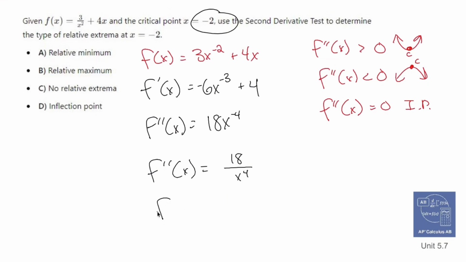Plugging in negative 2 is going to be 18 over negative 2 to the fourth, which is 18 over negative 2 times negative 2 times negative 2 times negative 2, which is 16, which is going to be a positive number. So since it's a positive number, we have something that's concave up, which means it's going to be a relative minimum. Second derivative test, so much fun.